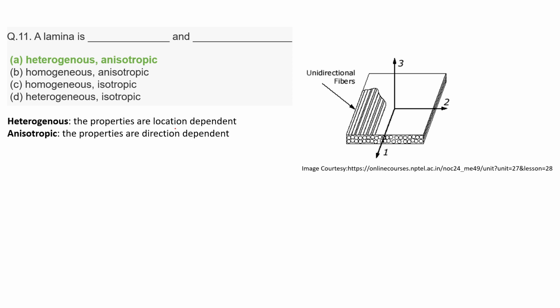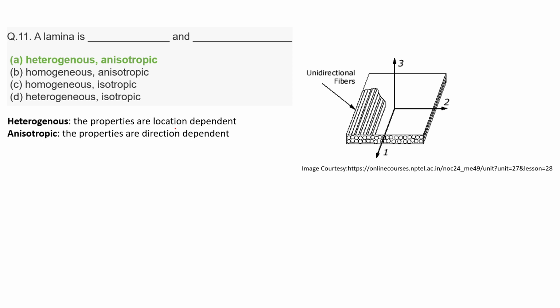The next point is anisotropic or isotropic. Anisotropic means that the properties are direction dependent. Now we have two constituents in our lamina, the reinforcement and the matrix. The matrix is an isotropic material. That means in every direction, as it is a continuous phase, it will have similar properties in all directions. But the reinforcement, the fibers that we are using, will have a different transverse modulus and longitudinal modulus.